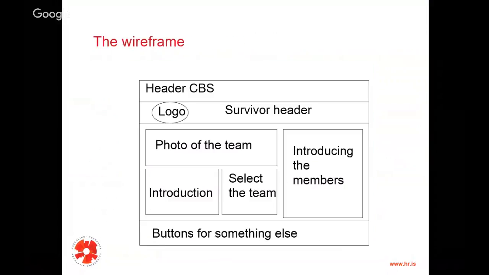But the wireframe could look like this, that you have decided, okay, there should be a header, there should be some photo of the team, there should be an introduction to the show, and maybe something here to select the team or something to ask the people that are watching. And here we could introduce the members, and yeah.